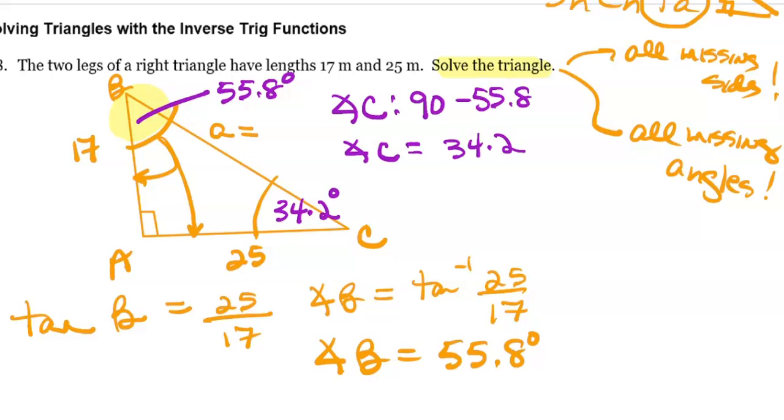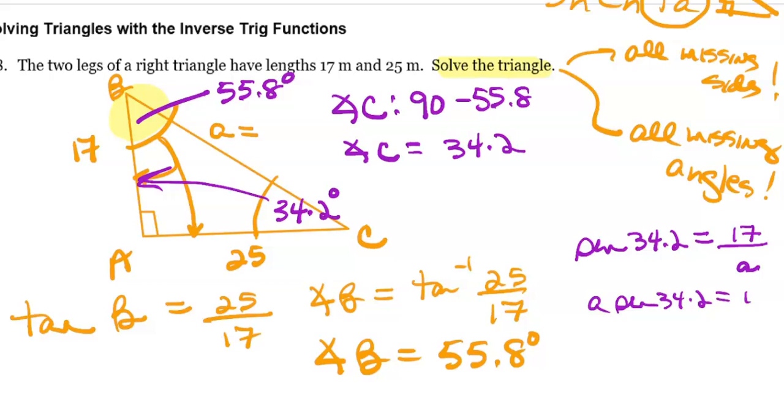So let's get side A. I feel like using sine. So I can say the sine of, how about if I use 34.2, equals opposite, which is 17, over hypotenuse, which is A. So this is your two-step problem. Okay, so A is going to equal 17 over the sine of 34.2. So 17 divided by the sine of 34.2 gives me A equals 30.2. So this is 30.2, and I have solved the triangle. And solving the triangle in this case meant finding 2 missing angles and 1 missing side.